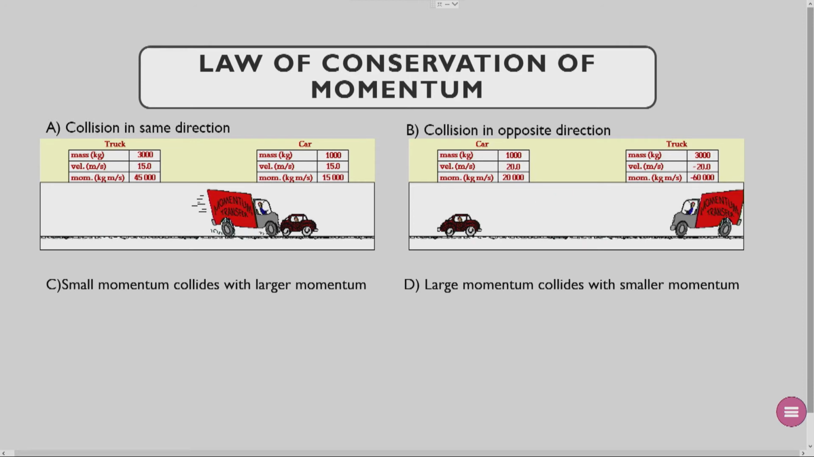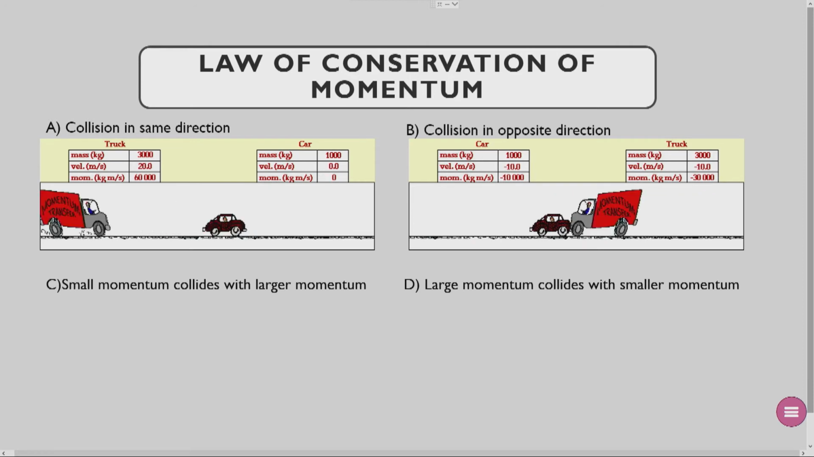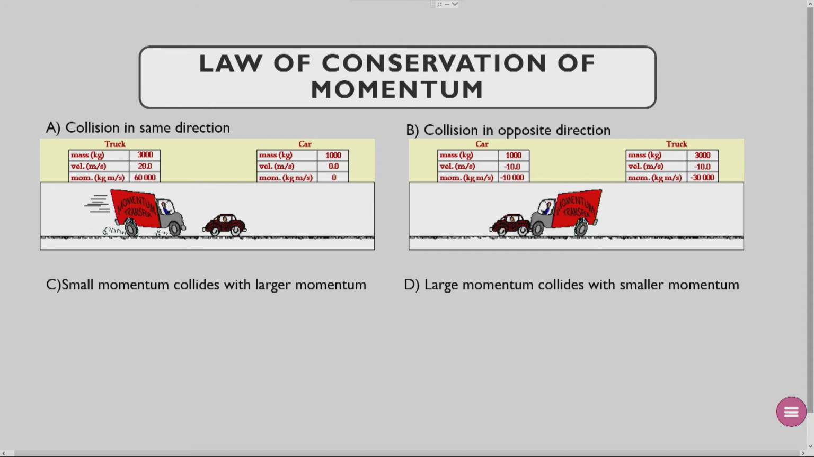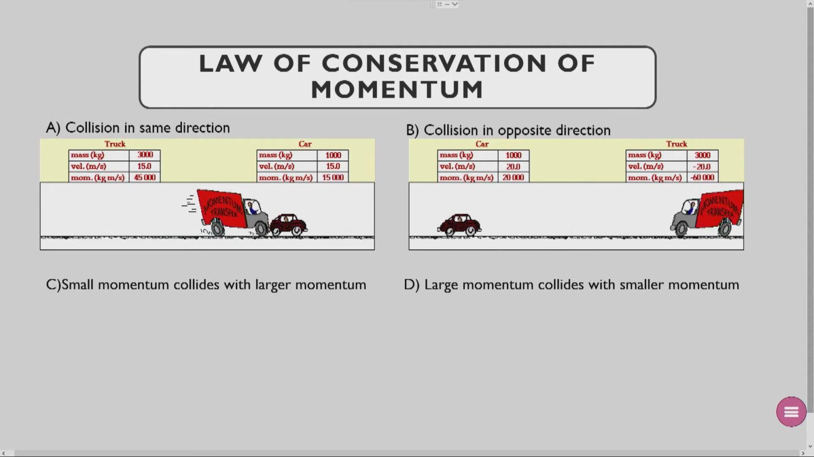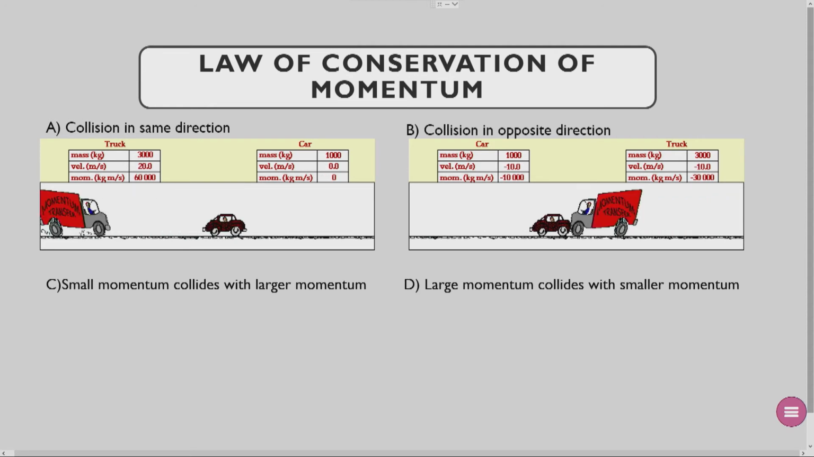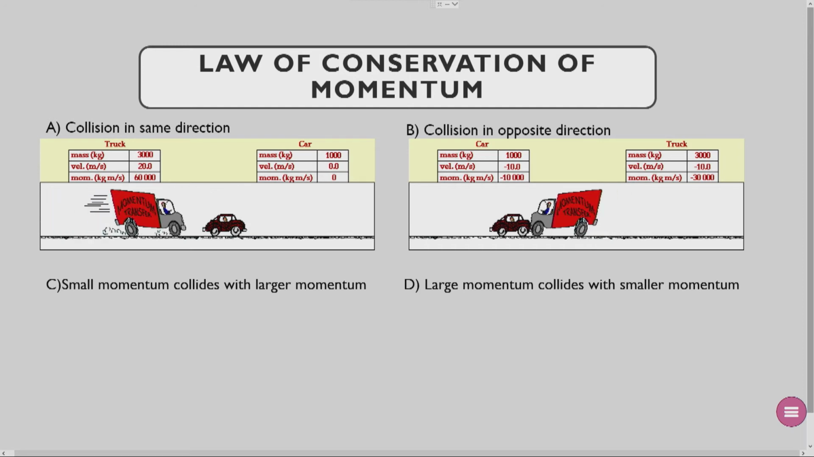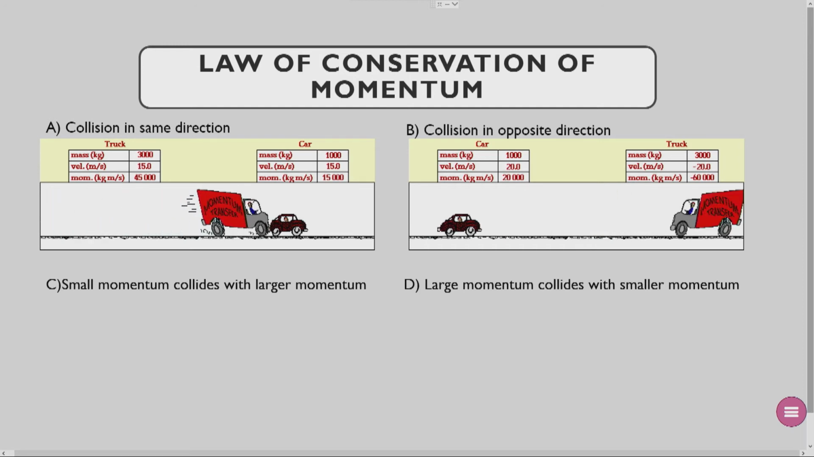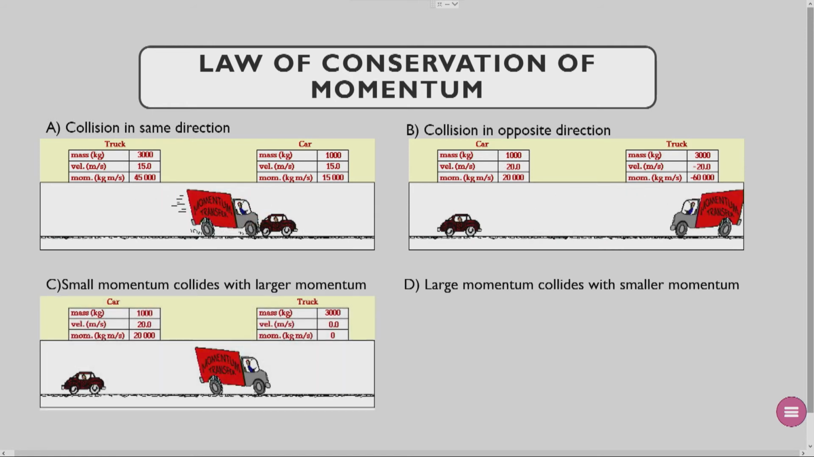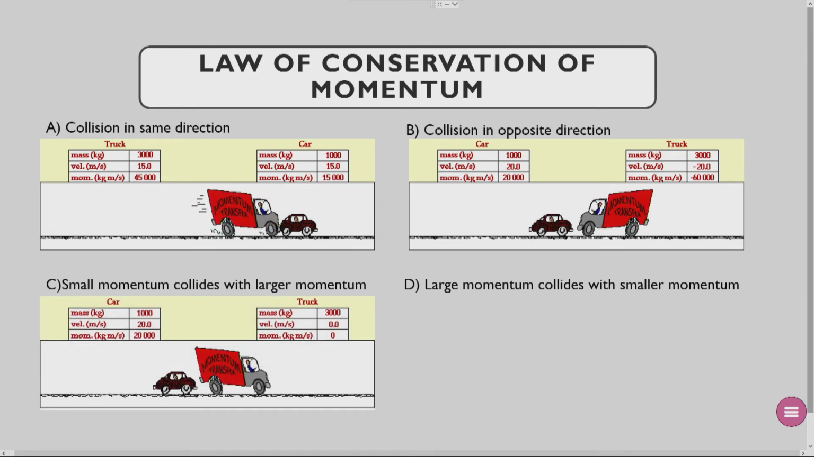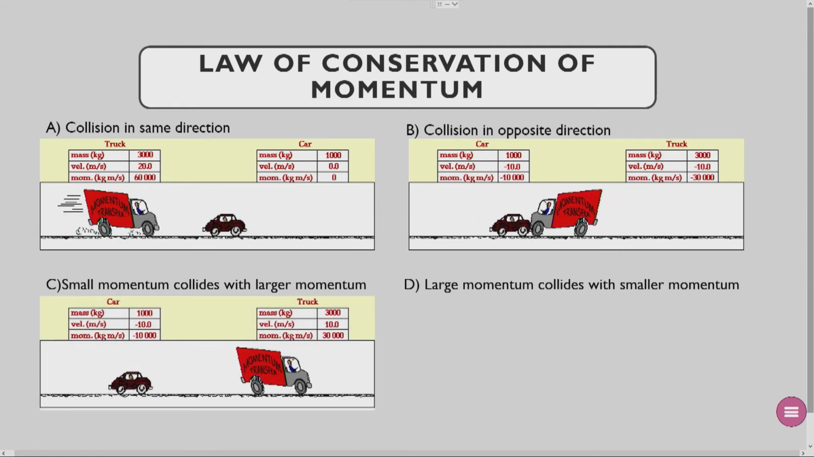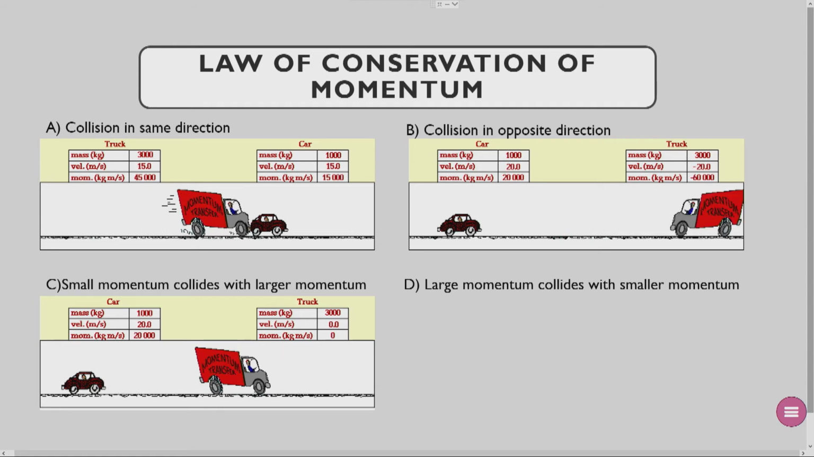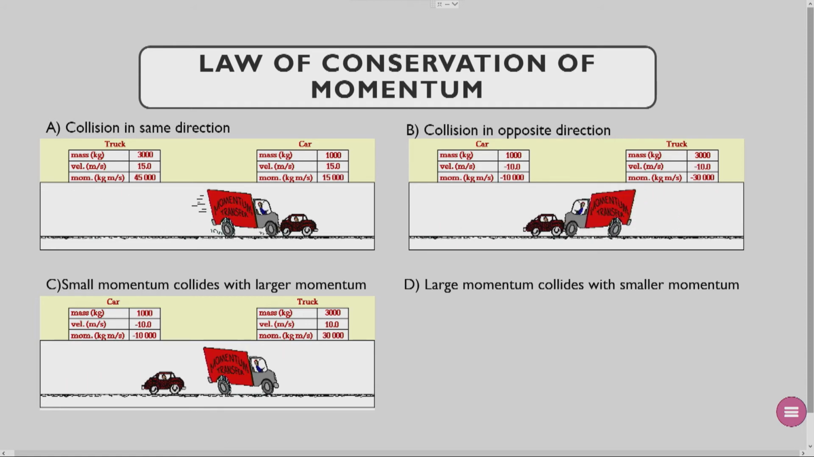But notice both objects go in the direction of the larger momentum. Let me repeat that. Both objects will continue to go in the direction of the larger momentum. Small momentum collides with the larger momentum. In this case, the small one is behind and the larger one is in front.